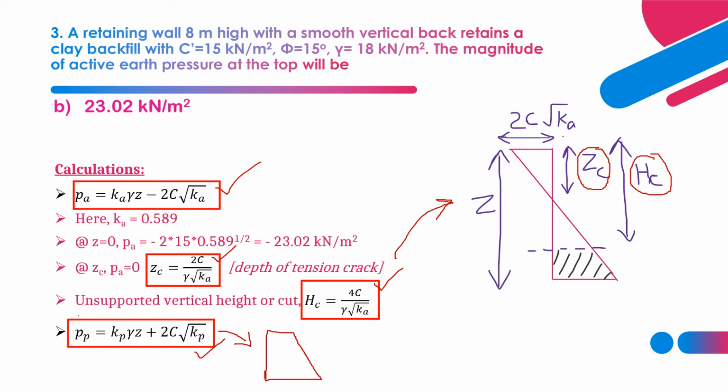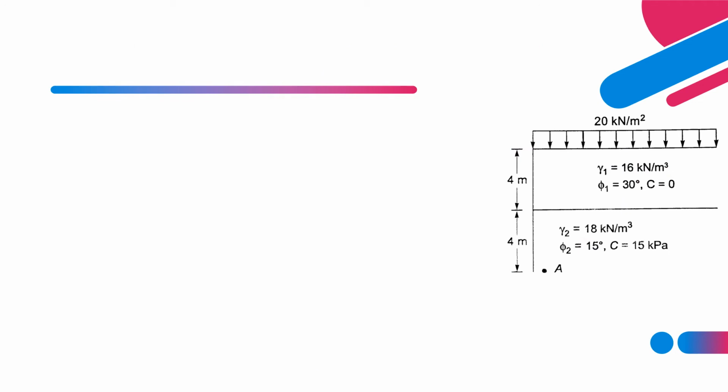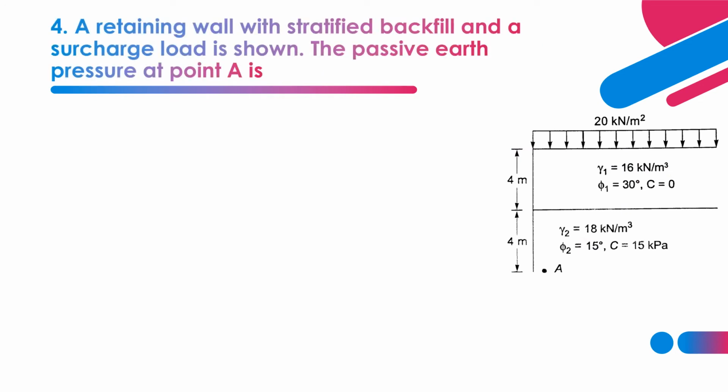Now we shall move on to the next question. A retaining wall with stratified backfill and a surcharge load is given. Here you can see this 20 kN per meter square is the surcharge load above the backfill, and the backfill has two stratifications. In the first layer, we can see parameters like gamma, that is the unit weight of the first stratification, which is 16 kN per meter cube, and the angle of internal friction is given as 30°, and there is no cohesion.